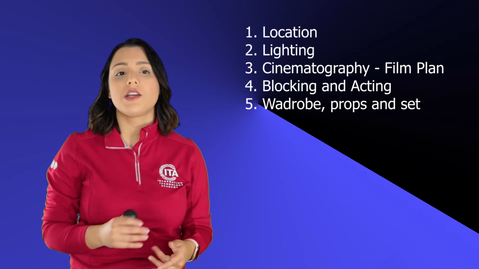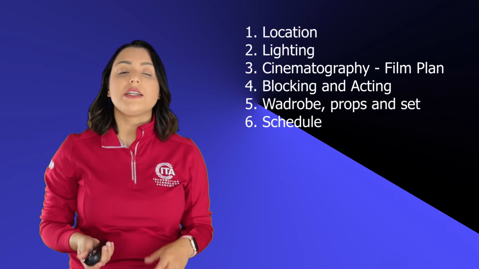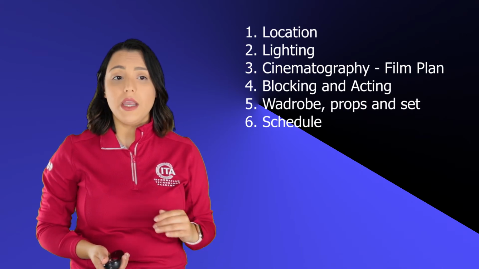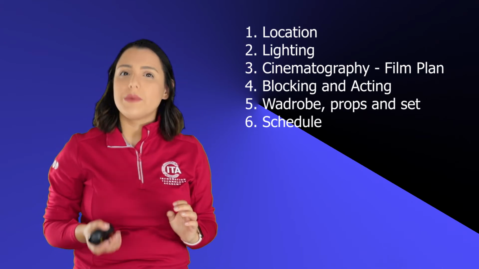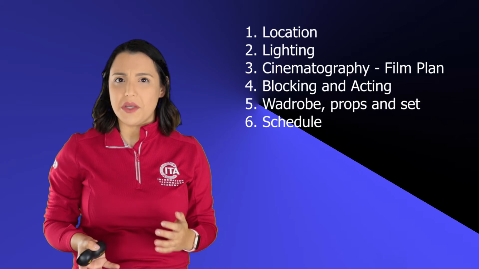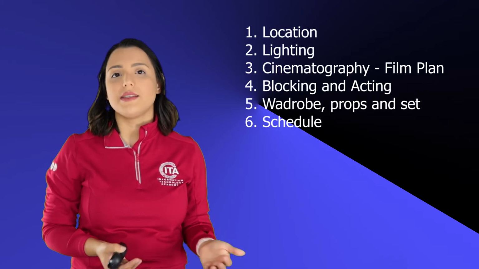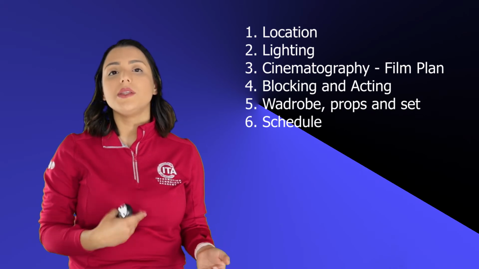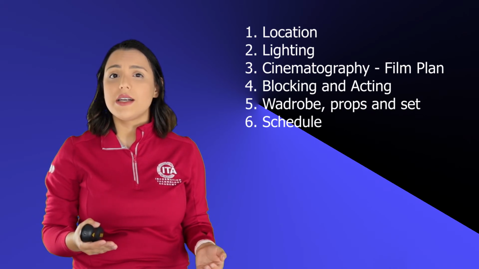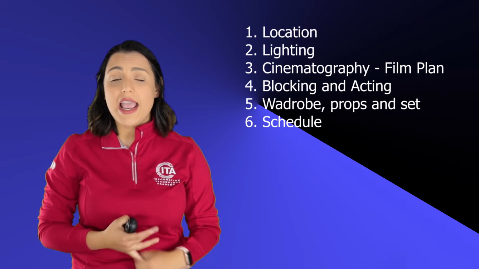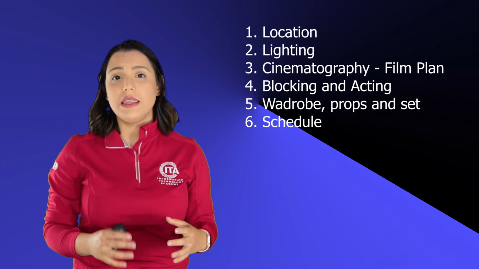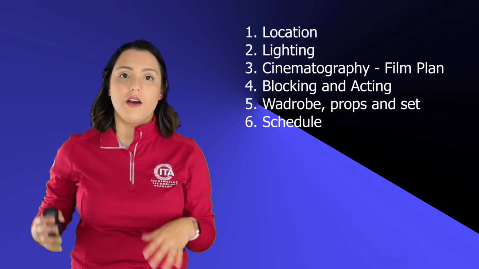Then they must also determine the schedule. So the director needs to set up a schedule for filming. What scenes are going to be recorded first, which ones are going to be recorded last, and they don't actually have to follow the order that the scenes were written in. It truly depends on the characters, the props you're using, and what's going to happen in the scene that determines the order that the scenes are filmed in.